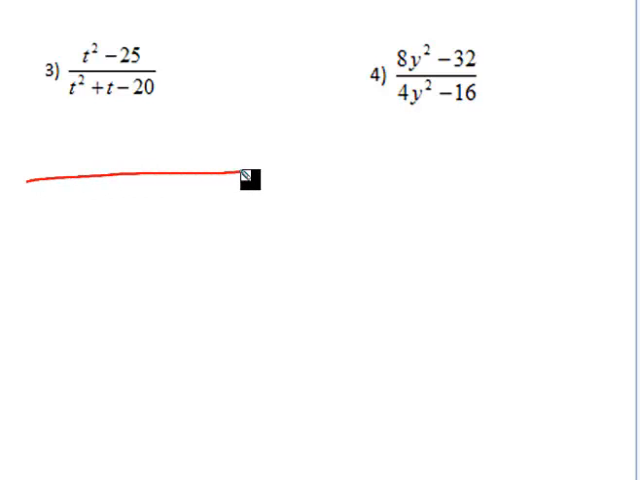So how can we factor t squared minus 25? We can't just square root it. You can set up two parentheses. So t and t would be our first terms. What would be our last terms to make our outside and inside 0? Yeah, plus 5 and minus 5. Remember, this is called a difference of squares. It's going to always factor to a plus and a minus. And then t squared plus t minus 20.